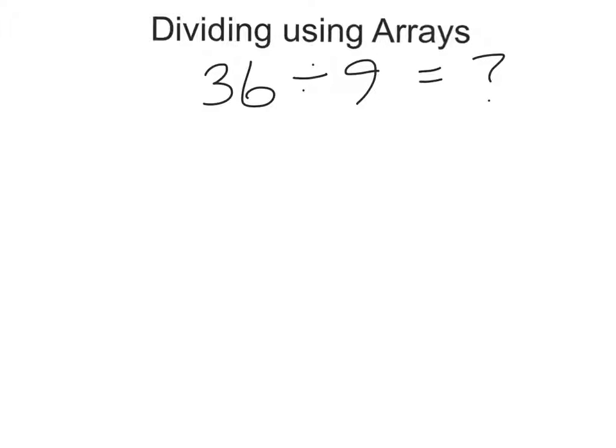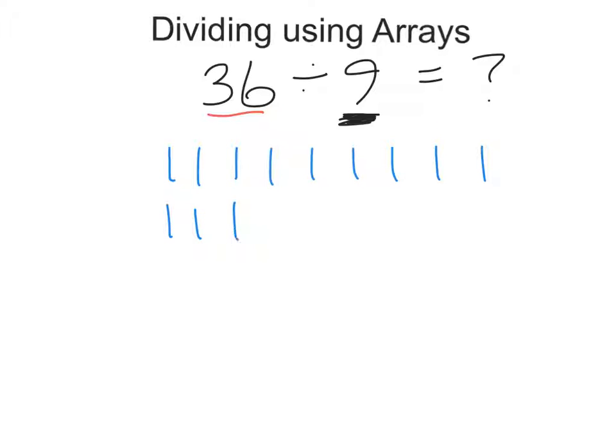Well, to make an array, I'm dividing by 9, so I'm going to make groups of 9 and count out loud until I get to 36. So this is how I make groups of 9. 1, 2, 3, 4, 5, 6, 7, 8, 9.